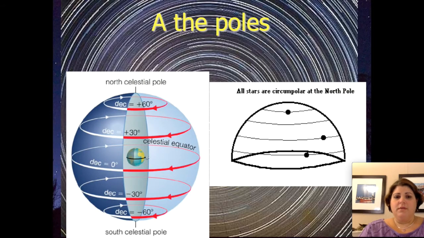At the poles, the celestial sphere would have this perspective. A person would be standing up top here, and their perspective of the celestial sphere would be something like this. As the Earth rotates, it would seem like all of the stars are moving around the sky, basically parallel to the horizon. So at the poles, everything is circumpolar.